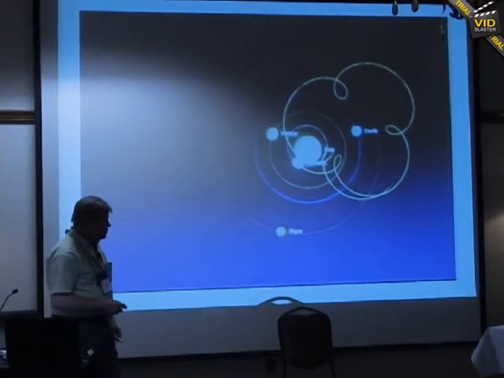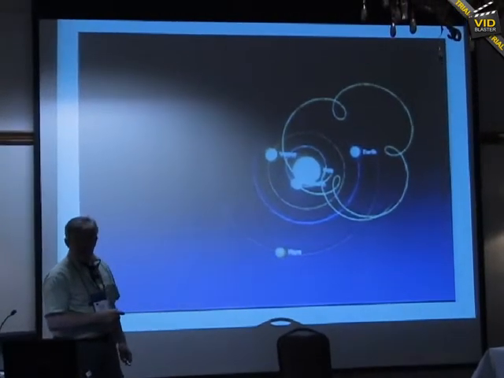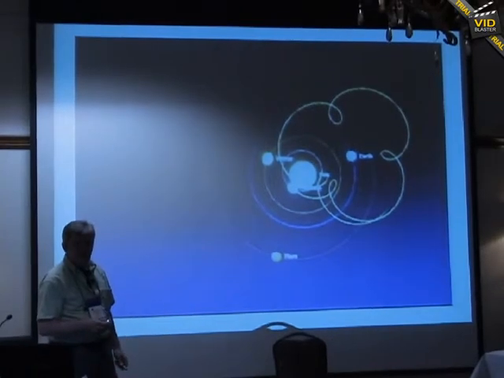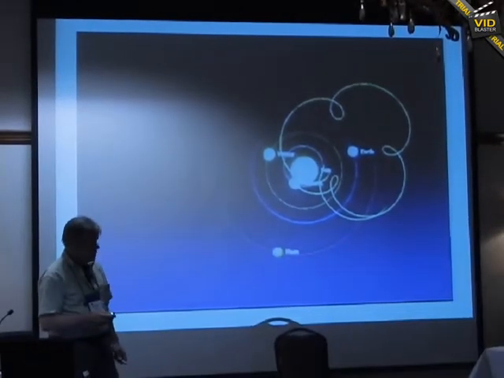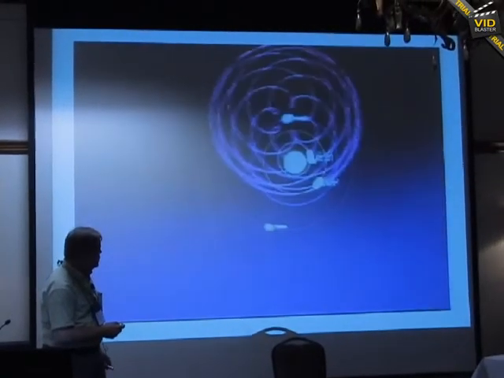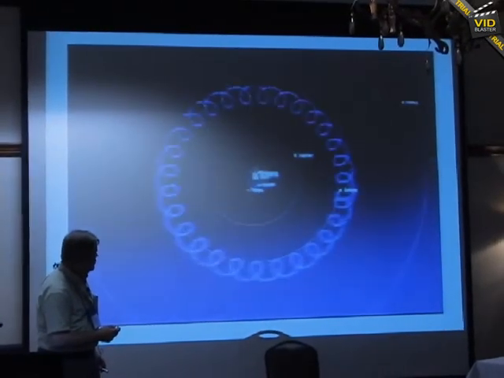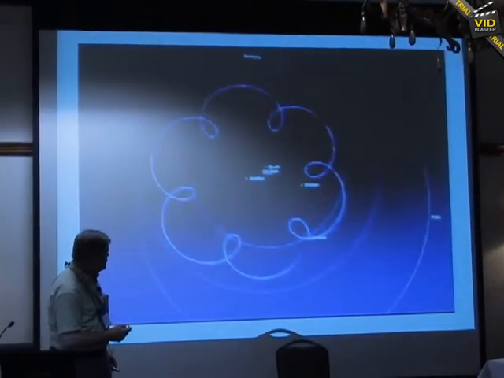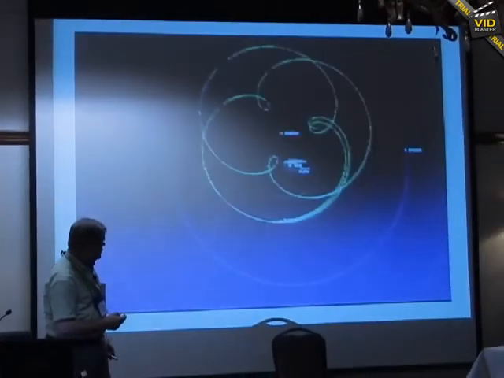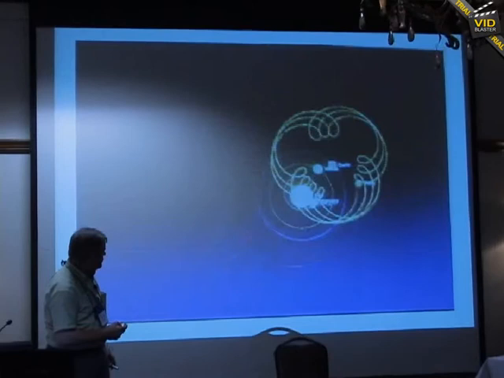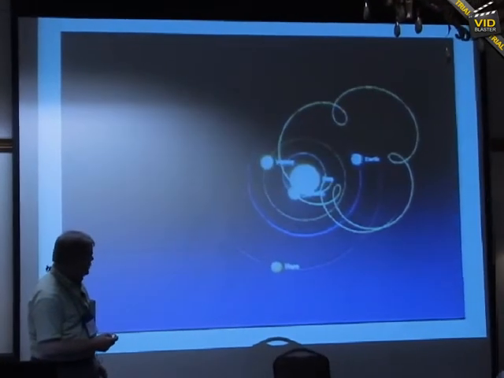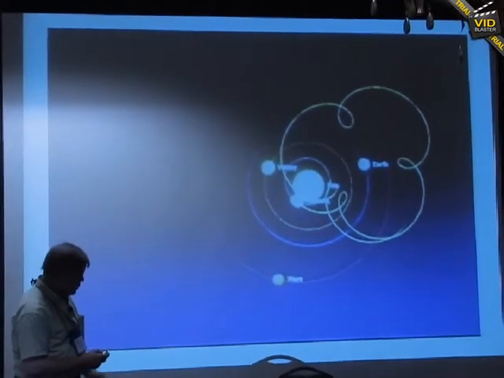I decided to do an animated graphic ahead of time just to give people a better idea of where we're going. These are the flowers that the planets create as they rotate around the sun. This is Mercury, from the point of view of the Earth.